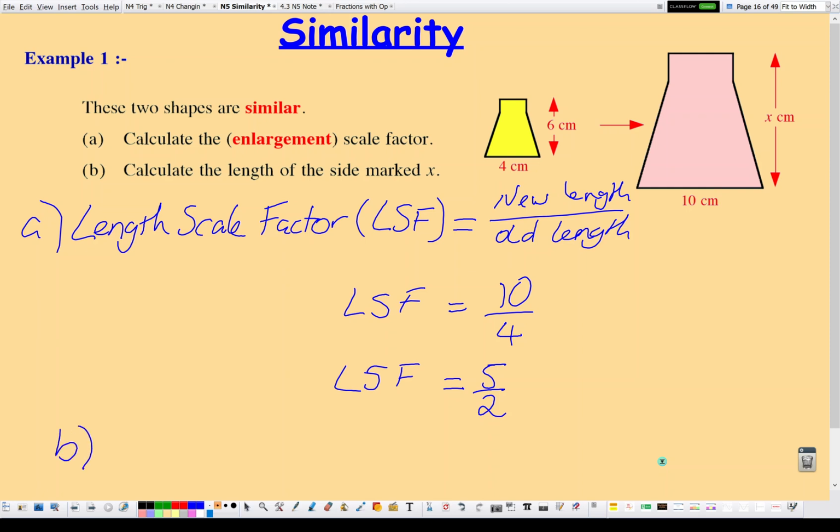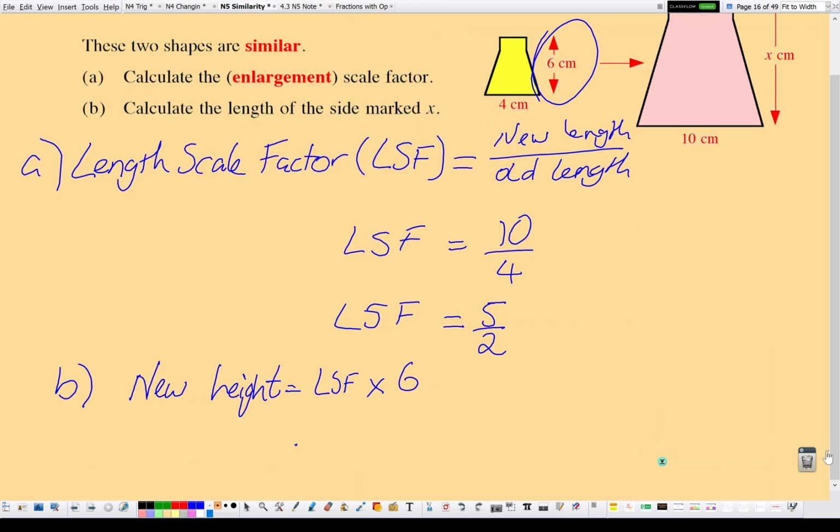In question B, it would be: calculate the length of side X. To get the actual length of the new height, all you do is take your length scale factor and multiply it by the corresponding height of the smaller one. So in this case, we do 5 over 2 times 6. Multiply the top numbers together, 30 divided by 2, so it's going to be 15 centimetres for that new height.